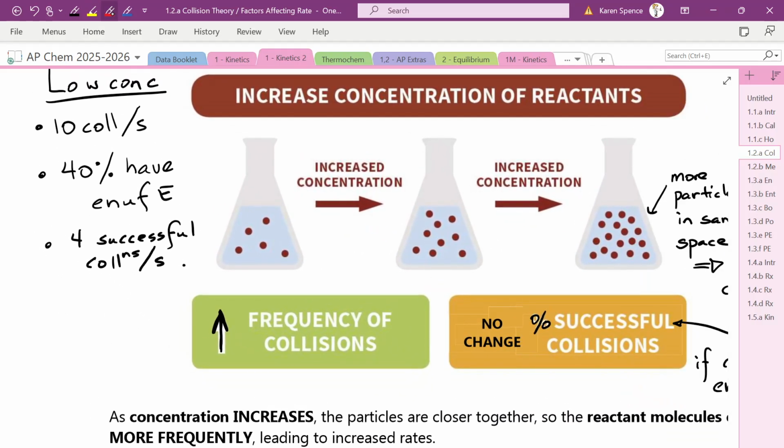Now, what if we had a high concentration? Now we're going to have more collisions. We're going to make our numbers really easy here. Let's say we have 100 collisions per second. We have not changed the temperature. What percent of those collisions would have enough energy? 40. Still 40%.